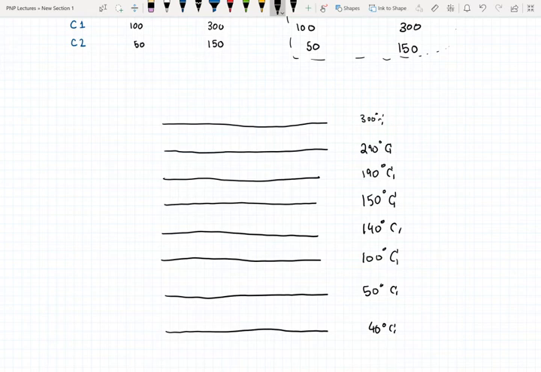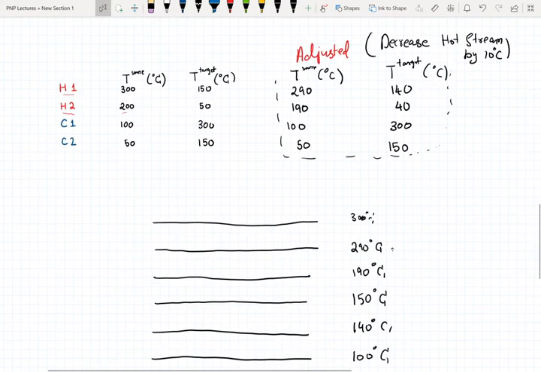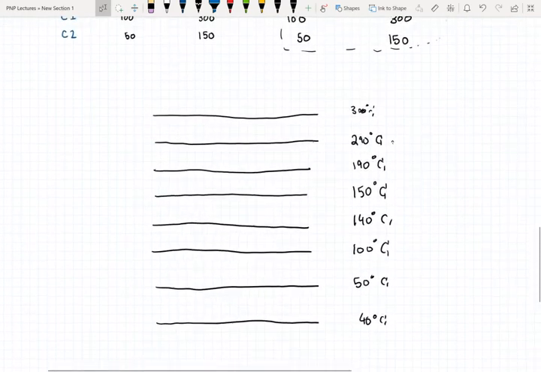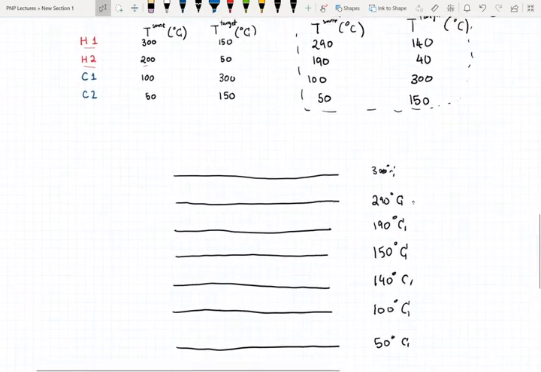And notice that the width of each interval does not have to be the same. The width of the first interval is 300 to 290. The width of the second interval is 290 to 190, so that's a difference of 100, but it's not drawn to scale here, and it doesn't really matter if it's drawn to scale or not. Okay, is that every temperature? Yeah, 40, 50, 100. Okay, that's all of our temperatures.